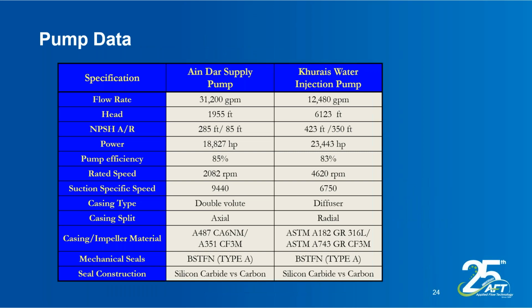Finally, this is just documenting the pump data that they used for the supply pumps. Again, for the supply end, they were operating 2 pumps in parallel, each one at 31,200 gallons per minute. And then the injection pumps were operating at 12,480. Really high horsepower, really high head generated to ramp up those pressures to injection levels.